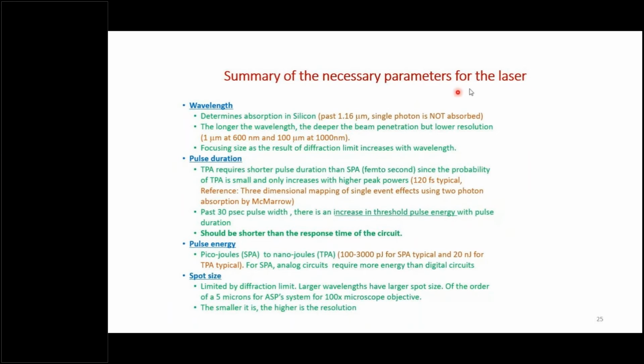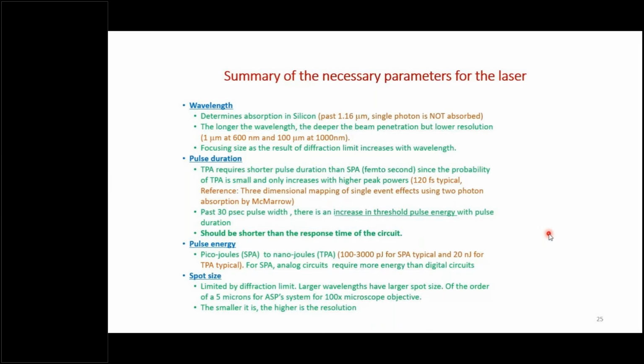So the summary of necessary parameters for laser, quickly. We talked about the laser and single photon absorption, two photon absorption, the 1.16 micron limit there. Focusing size as a result of the diffraction limit increases with wavelength. And we talked about the pulse durations and the three regions.